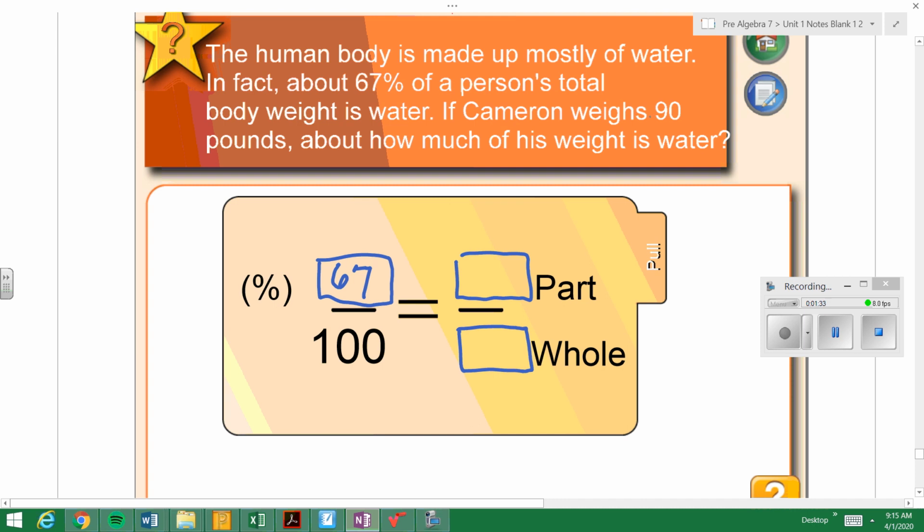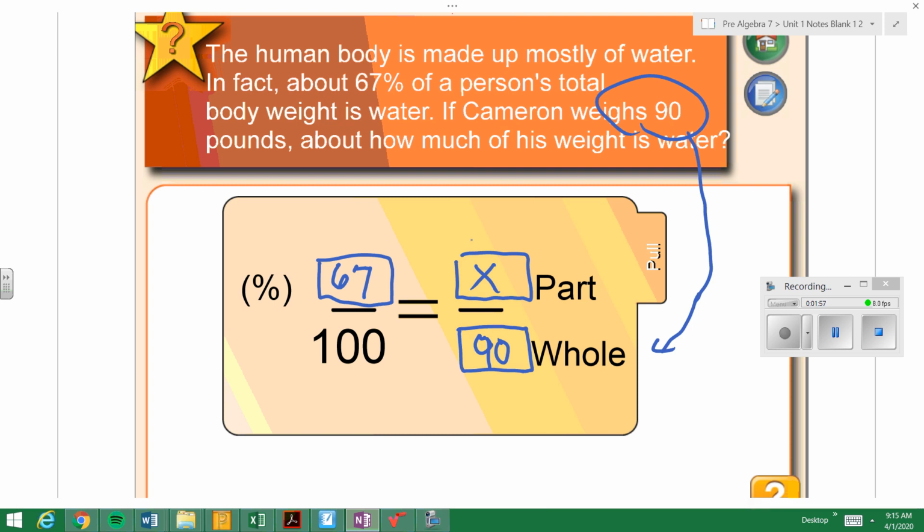Okay, now we have to determine if Cameron weighs 90 pounds, is that the part of him that is water, or is that the whole Cameron? And in this case, hopefully you're understanding that Cameron weighs 90 pounds. That's the entirety of his body. Okay, so it should be clear by now that we are solving for 67% of 90.